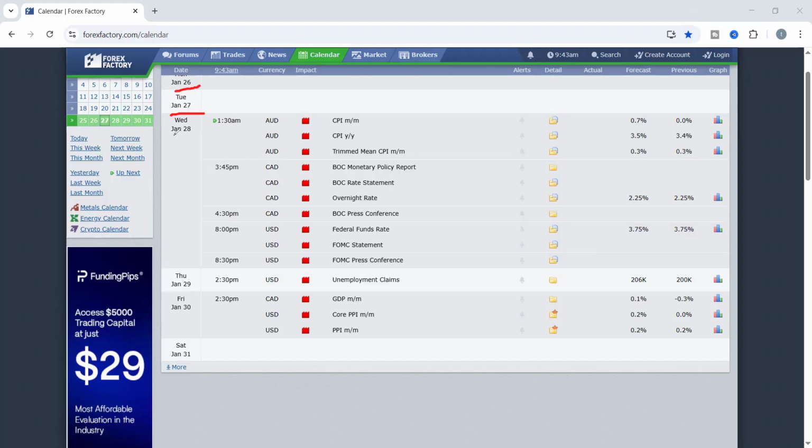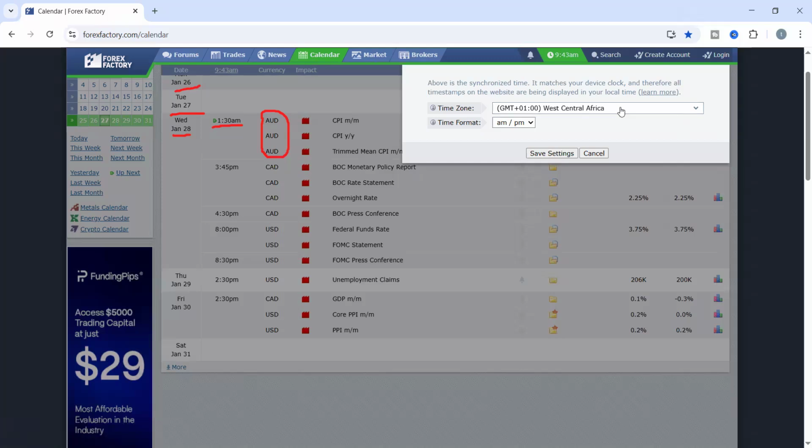But looking at tomorrow, Wednesday, January 28th, you look closely, you can see for the Australian dollar, especially the Aussie, you need to be careful as the CPI will be dropping early in the morning, early in the Asian session. That's about 1:30 a.m. This 1:30 a.m. is for GMT time zone. Whatever time zone you are in, you always click on the time here and change it to your time zone.